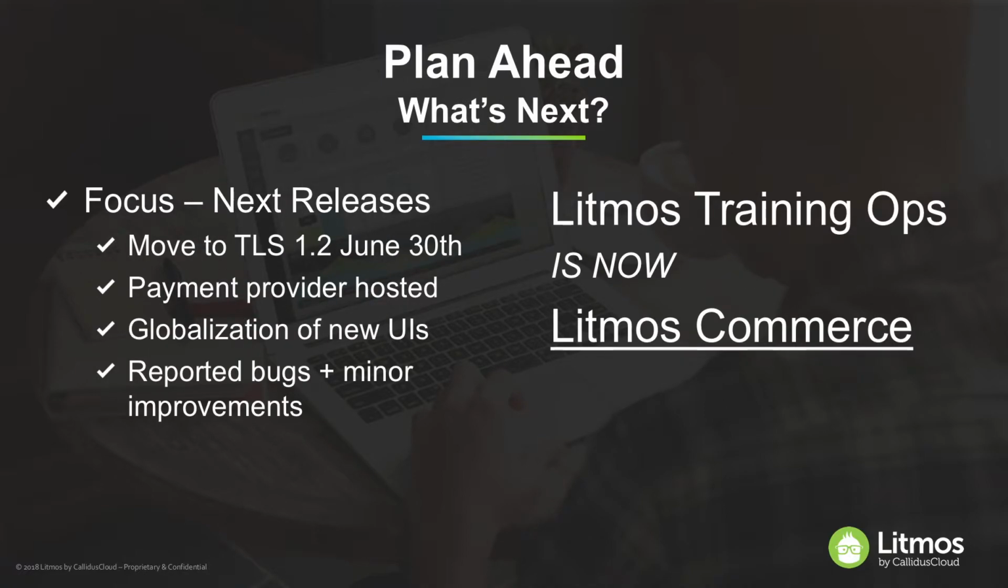All right, so just wrapping up here, the plan ahead. What's next? Our focus on the next few releases: just one comment, a more technical update, if you will. We'll be moving from TLS 1.0 to 1.2 by June 30th. For the most part, this won't really affect any of our customers or our students, as long as they're using modern browsers.